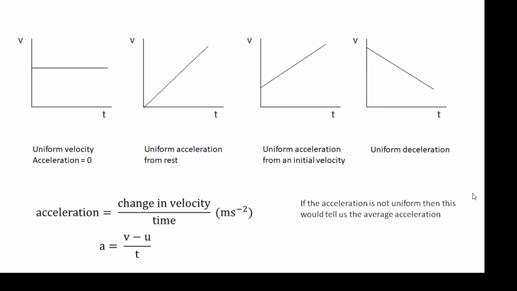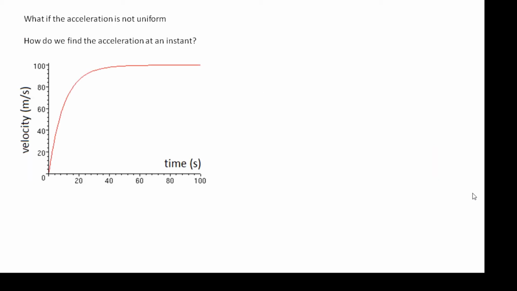Okay, acceleration is change in velocity over time. a = (v - u)/t. Now, (v - u)/t, that's fine. If the acceleration is not uniform, then this equation would tell us the average acceleration. If the acceleration wasn't uniform, here's a very important graph which you should recognize. It's like if you jump out of an aeroplane, your vertical velocity against time would look something like this. How would you find the acceleration at an instant?